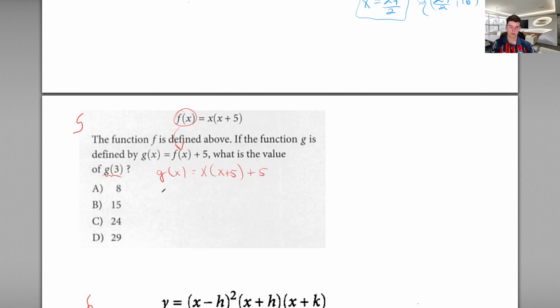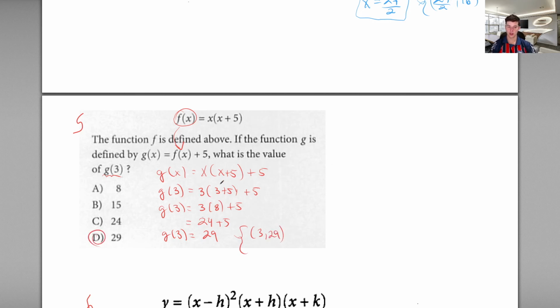So g of 3 is the value of y when x equals 3. So that's equal to 3 times 3 plus 5. Again, just substituting x for 3 plus 5. So g of 3 equals 3 times 8 plus 5. That's equal to 8, 16, 24 plus 5. So g of 3 equals 29, and that's coordinate (3, 29).